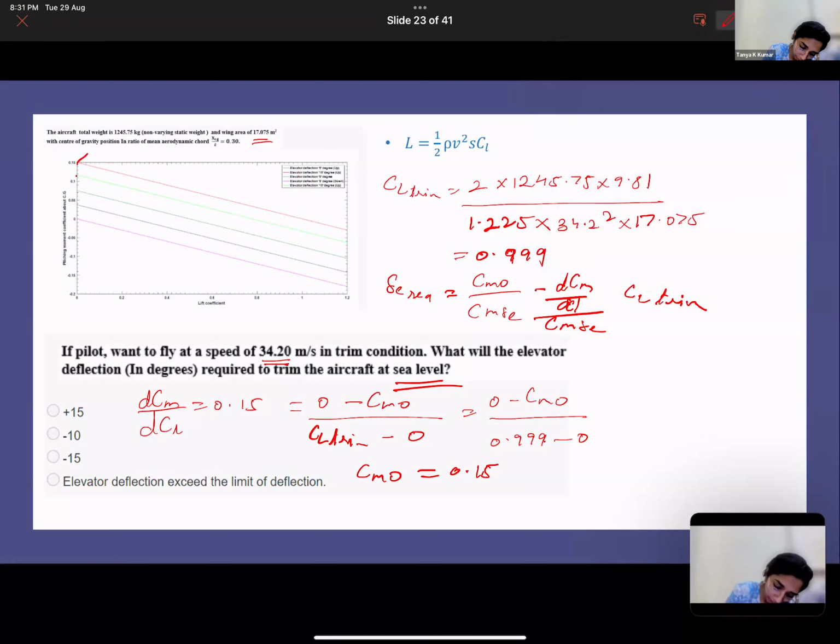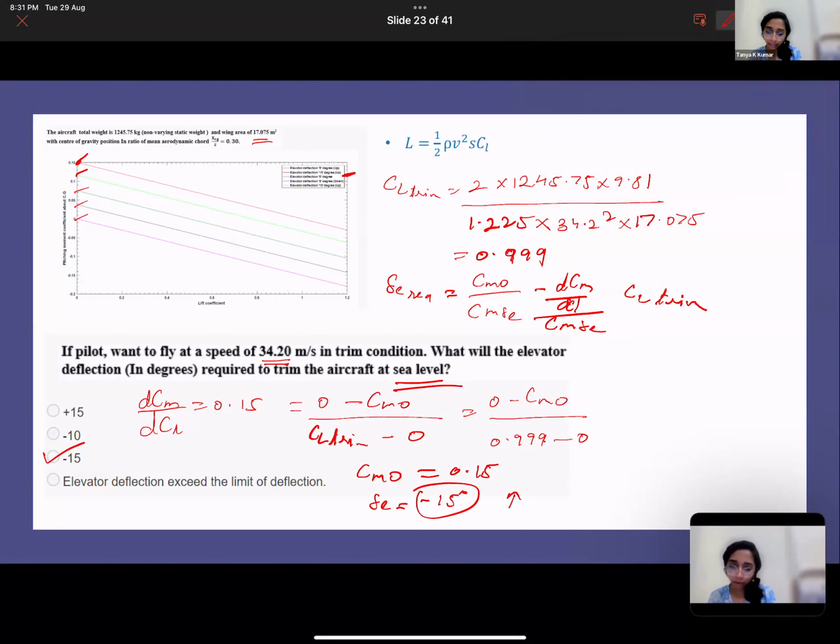So this is CM naught. For our case, we've got CM naught to be 0.15. So that happens at this red line. Now, the red line in our graph is 15 degrees up. So delta E is 15 degrees up. Up is negative, so it is 15 degrees upward deflection. So that is our answer.